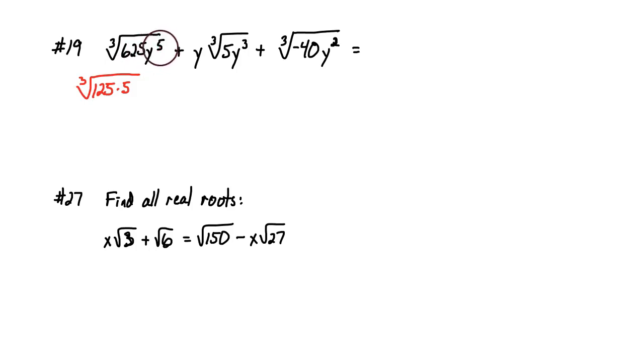Now let's look at the variable. This power is not a multiple of this index. So let's do some factoring. We'll factor it as y to the 3rd times y squared. In the next step, at least we'll be able to find the cube root of y to the 3rd. Now in the middle, there's not really any rewriting that can be done at this point, so I'm just going to copy this down.